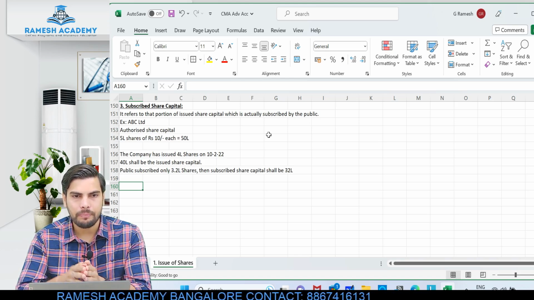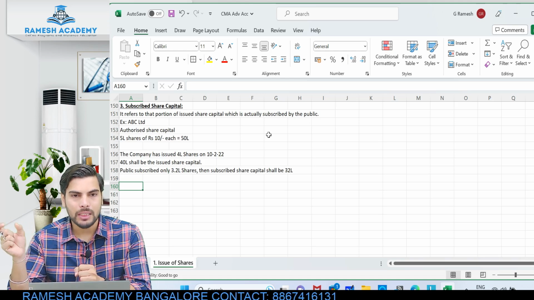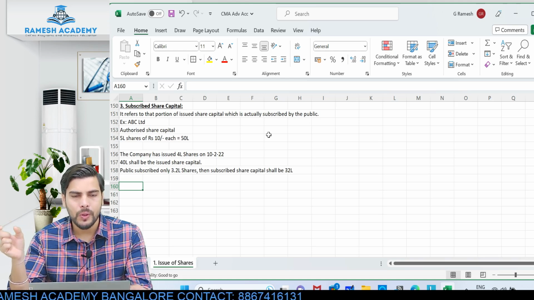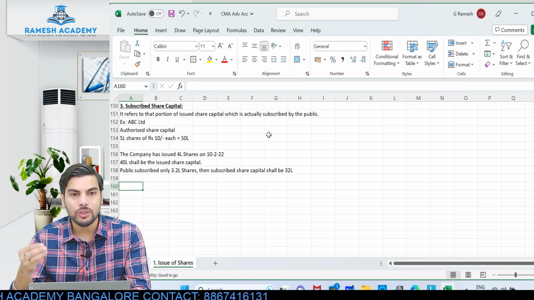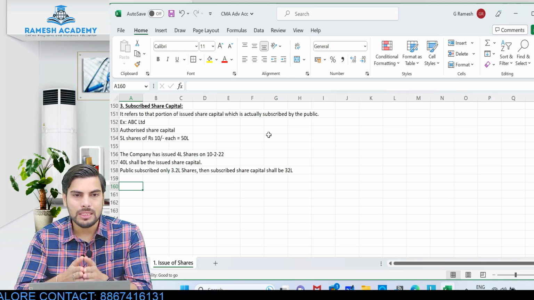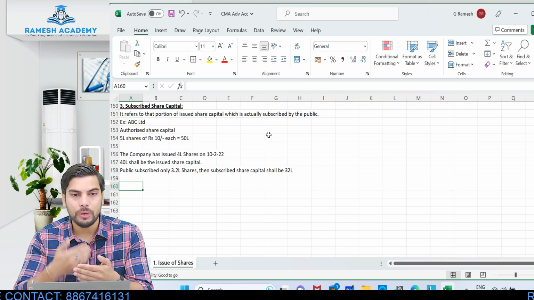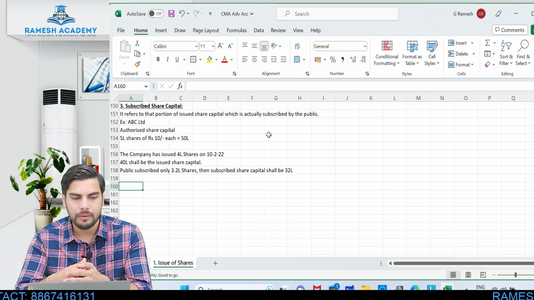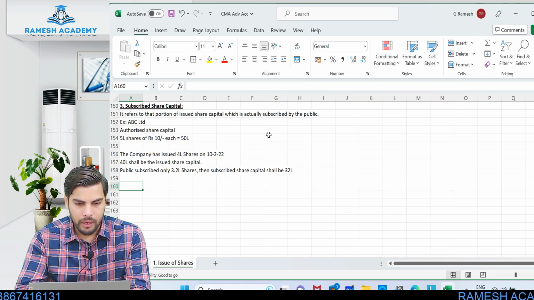Did you guys understand? Authorized share capital, this is the maximum number of shares which the company can issue. Issued share capital is nothing but the actual number of shares which the company issued to the public for subscription. And what about this subscribed share capital? This is that portion of issued capital which is purchased or subscribed by the public. Clear? Okay.